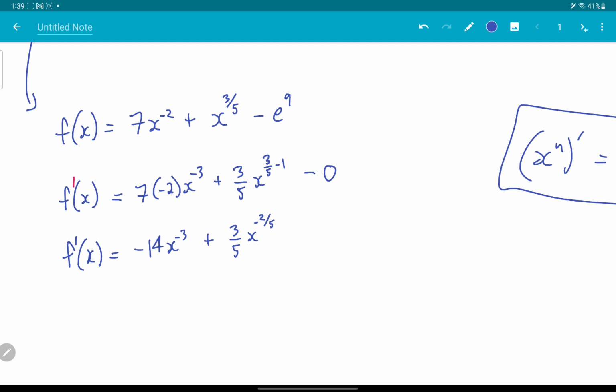And that is all. If you wanted to, you could rewrite this as minus 14 over x cubed plus 3 over 5 x to the 2 over 5. You could do that if you like, but I don't require that usually. Okay, moving on.